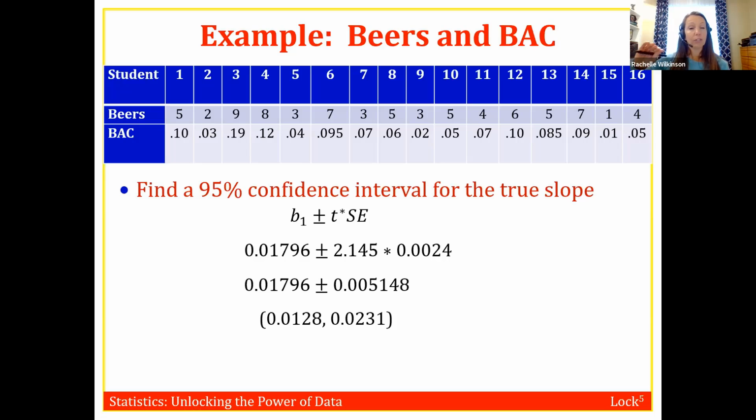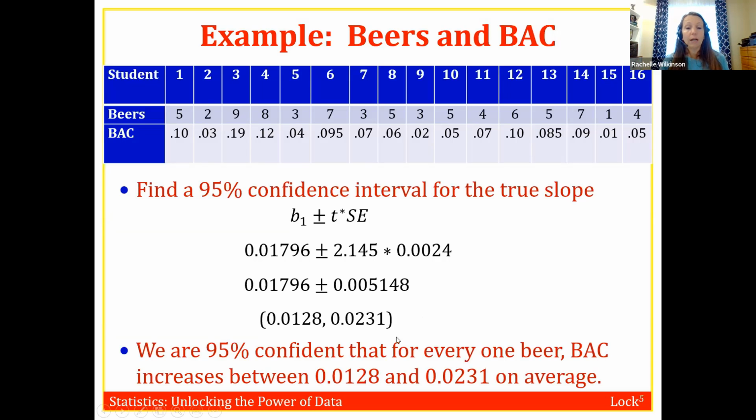I call that the conclusion 1.0, but if you want to take it to conclusion 2.0, then you can incorporate the interpretation of slope in your conclusion. And if you do that, it would look more like this. You'd say we're 95% confident that for every one beer, blood alcohol content increases between 0.0128 and 0.0231 on average. So I like this method because I feel like it's a little bit more interpretive. But if the other method makes sense to you, it's still valid, still a good one.